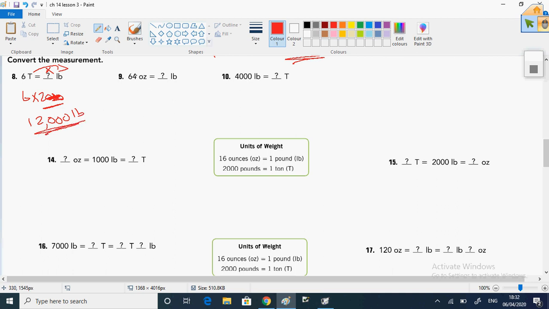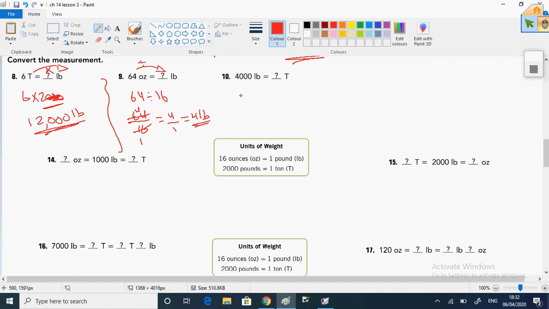64 oz to lb. I have to divide, because from smaller to bigger we have to divide. Bigger to smaller, multiply. So I will divide here 64 divided by 16. Again, you can put it as a fraction over 16. I can divide 16 by 16 is 1, 64 divided by 16 is 4. So the answer 4 over 1, it's 4 lb.